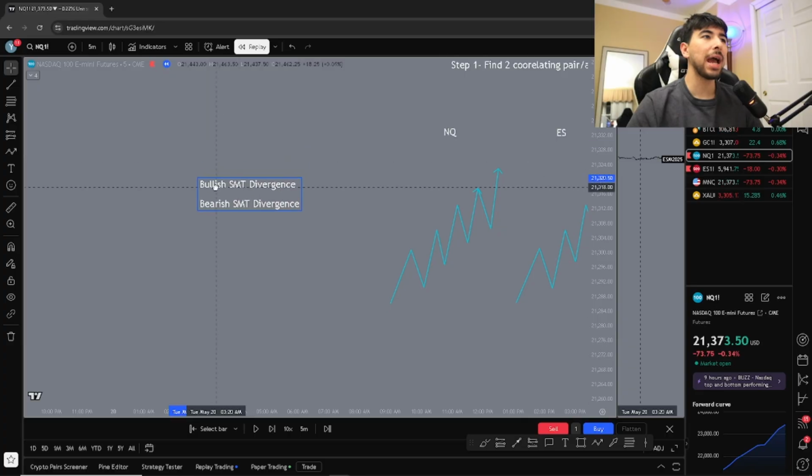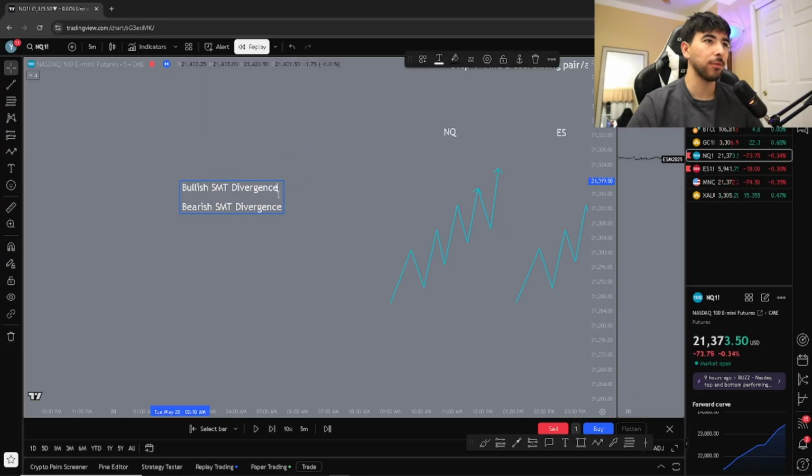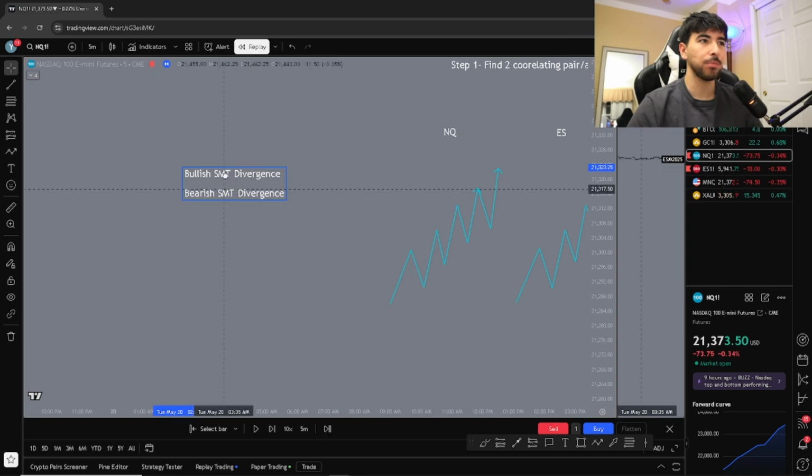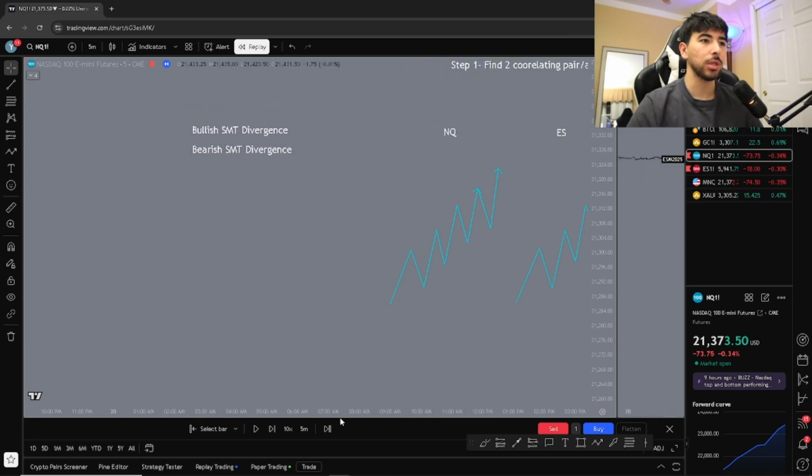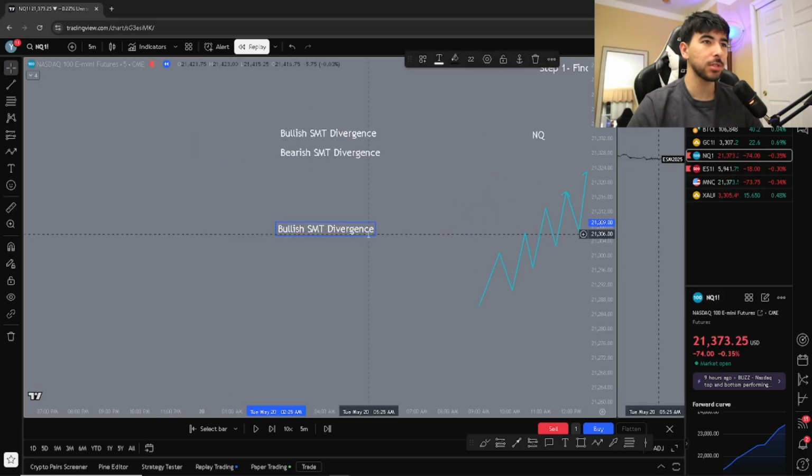When it comes to a bullish SMT divergence, let's break this up into two things right over here. When you have a bullish SMT divergence, what does this mean? You can only have a bullish SMT divergence, this is only possible, when you are at the highs, or you are taking out buy side liquidity, right?